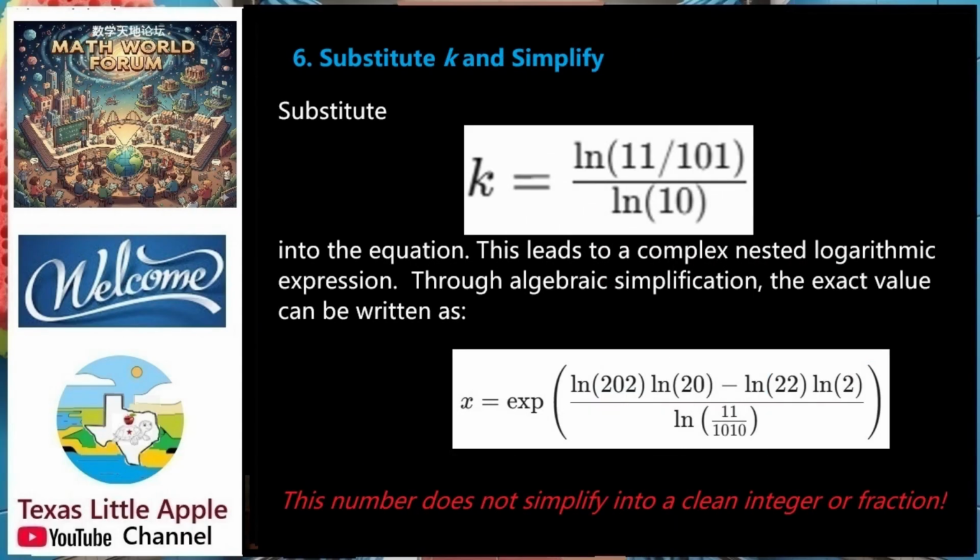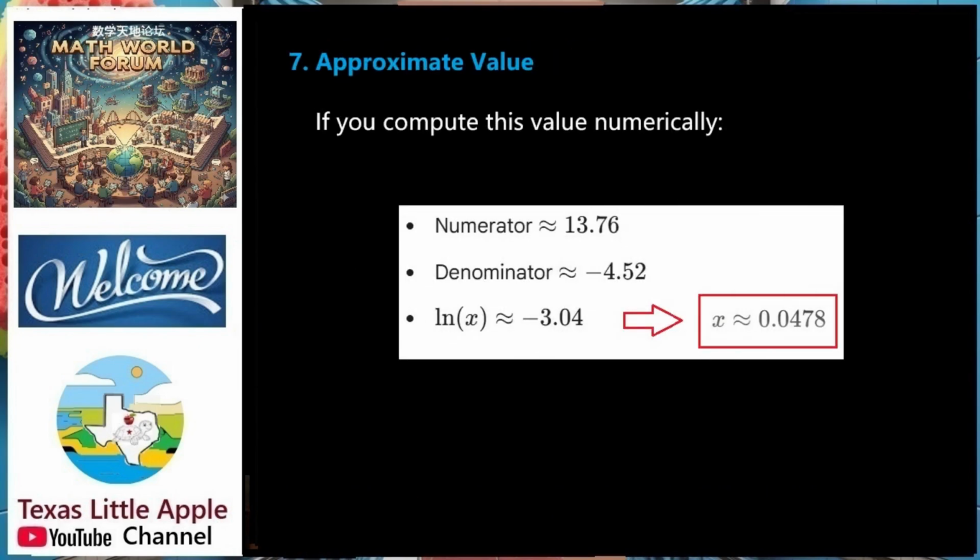Step 6. Substitute k and simplify. Substitute the value of k into the expression for log x, obtained in the previous step. This results in a complex, nested logarithmic expression. Through algebraic simplification, we can rewrite the exact value as shown on the screen. Step 7. Approximate the value.